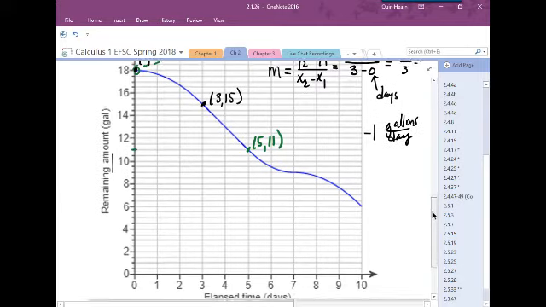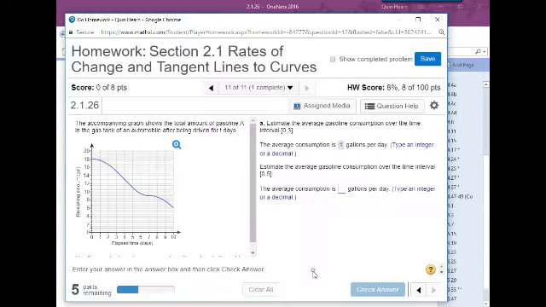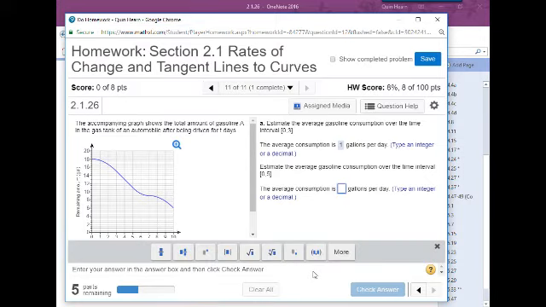Okay, so again, average rate of change is the slope. So this one was, well, slope 1. Let's do slope 2 here. And this is going to be 11 minus 18 over 5 minus 0, which is going to be negative 7 over 5, which is negative 1.4 if you do it as a decimal. Let's see how we want our answer entered into MyMathLab. Type an integer or decimal. Okay, so it's going down by 1.4 gallons per day at this point.